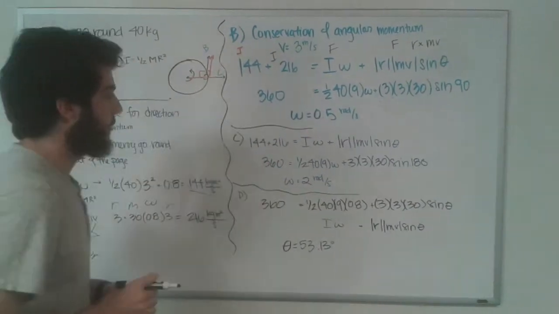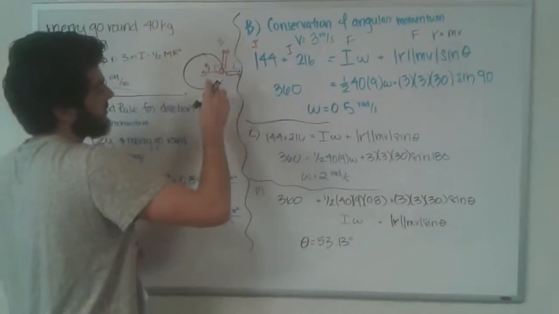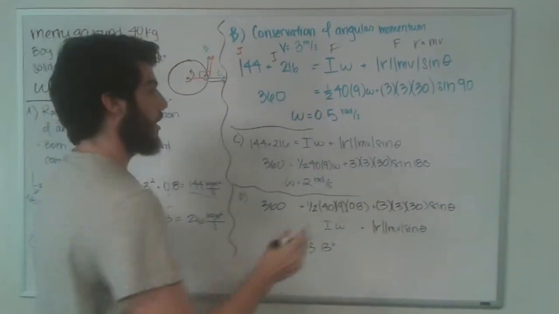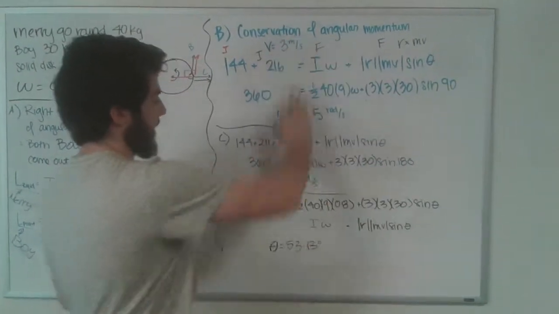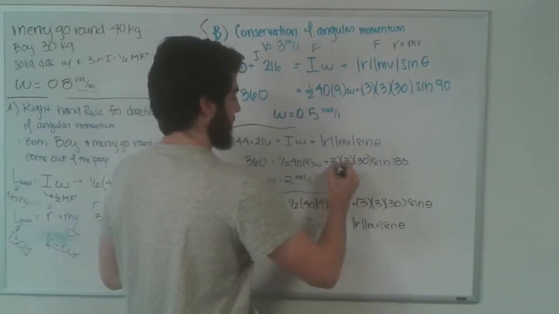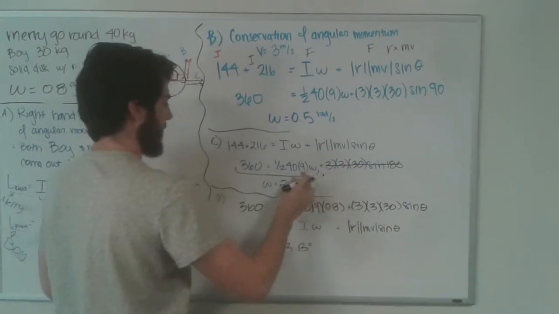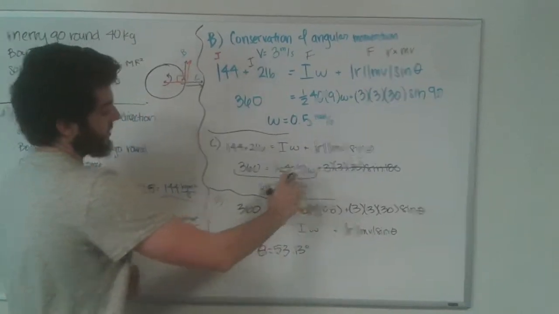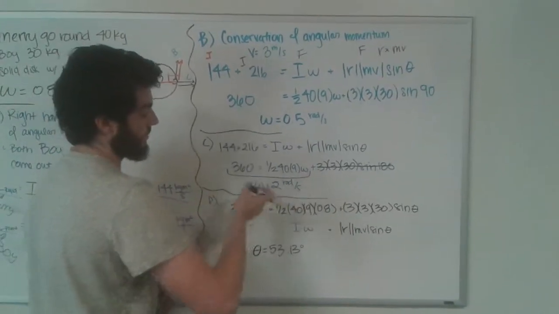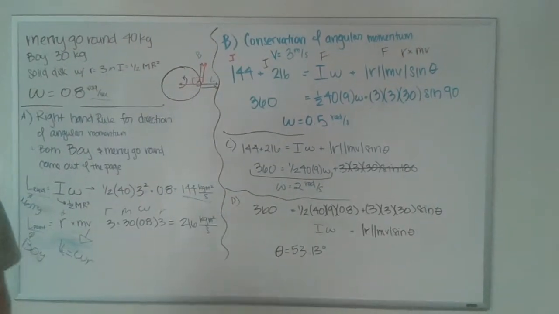In part C, the boy jumps off at 180 degrees from the radius. Everything's the exact same, except our sine is sine 180, which makes this whole last part equal 0. So now we can solve for our angular velocity, and our angular velocity equals 2 radians per second there.